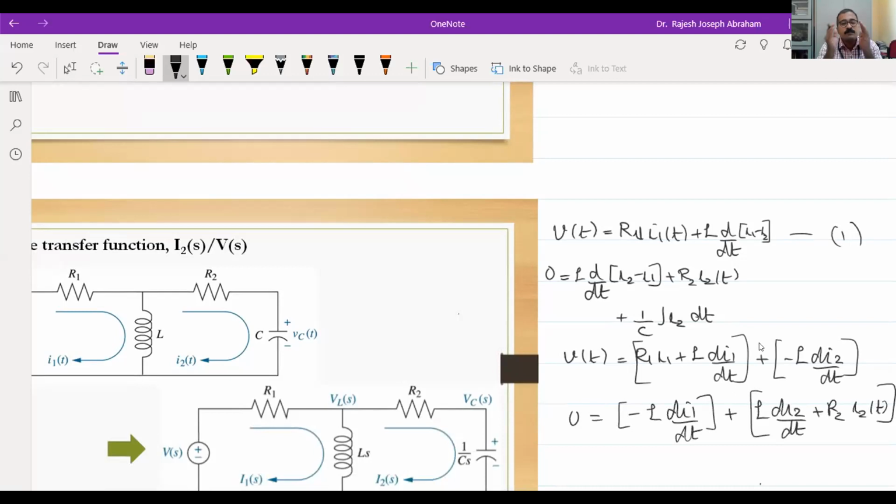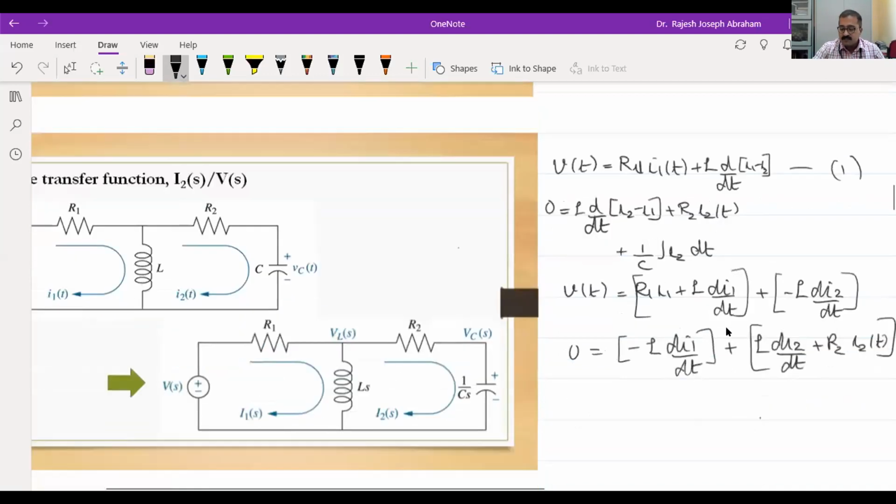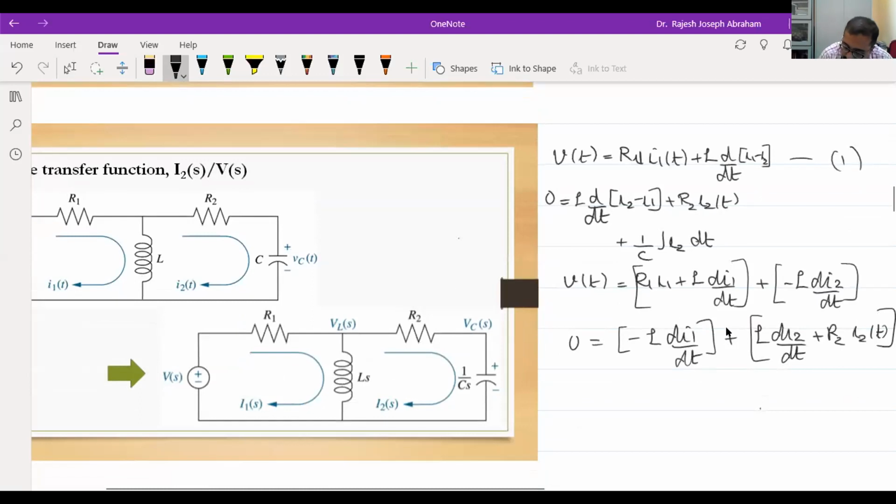Okay, so I have clubbed I1 terms together, I2 terms together, right? Now let us take the Laplace transform. So what will you get? If you take the Laplace transform, you will get V of S is equal to R1 plus SL1, from the first equation. Then here you will get minus SL1, right? This is into I1 of S, right?